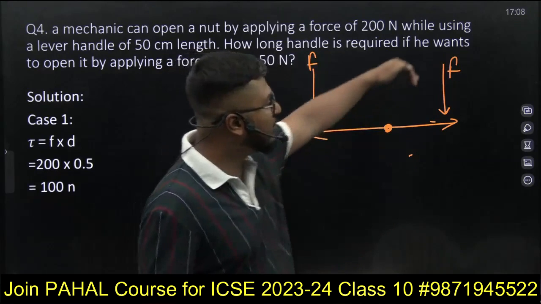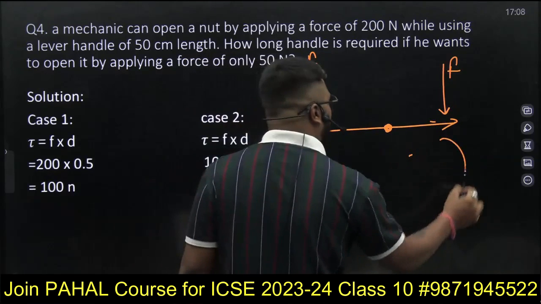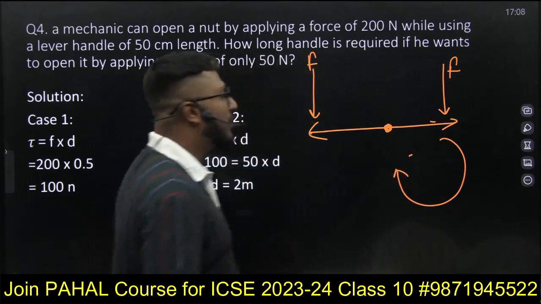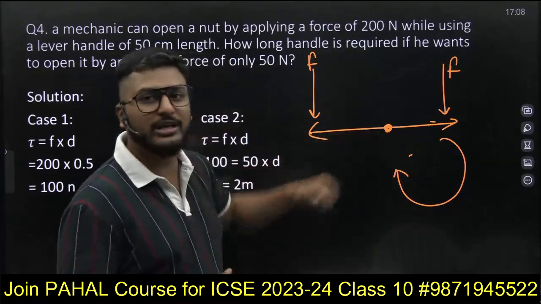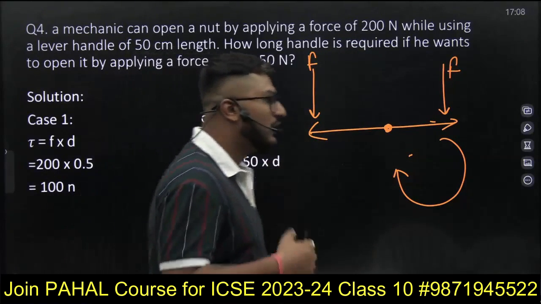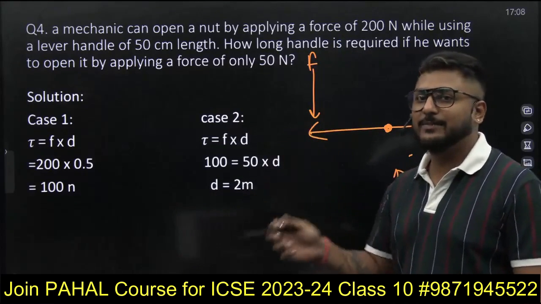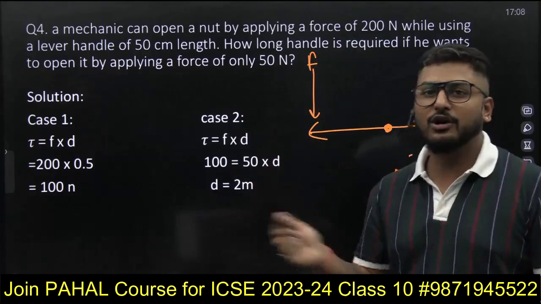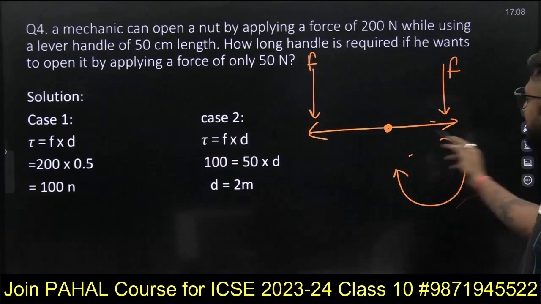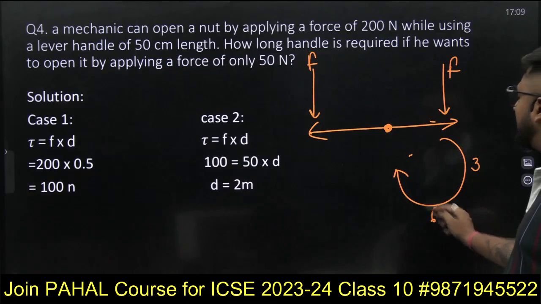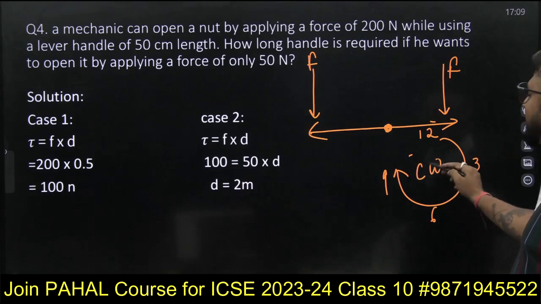Now if we try to apply a force at this point, this force will try to rotate this in clockwise direction. Clockwise direction, yes or no? Clockwise and anti clockwise, you know, right? Clockwise means the way the hands of the clock move, right? So the hands of the clock move in this direction. So this goes 3, 6, 9, 12, in this direction. So this is known as clockwise direction, right?